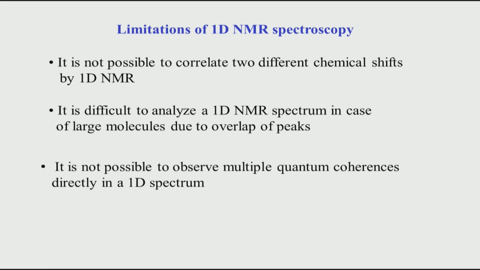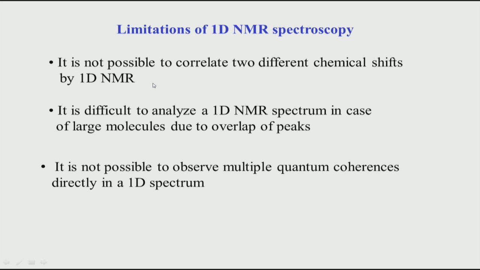Right, we will now get started with the 2D NMR basics. So, as we saw in the case of 1D NMR, there are a few limitations of 1D NMR, some information which you cannot obtain from 1D NMR. So, let us see what are those drawbacks of 1D NMR. Number 1, it is not possible to correlate two different chemical shifts by 1D NMR. So, what do we mean by this?